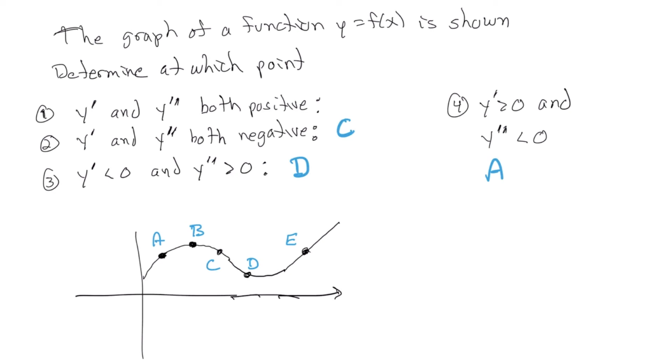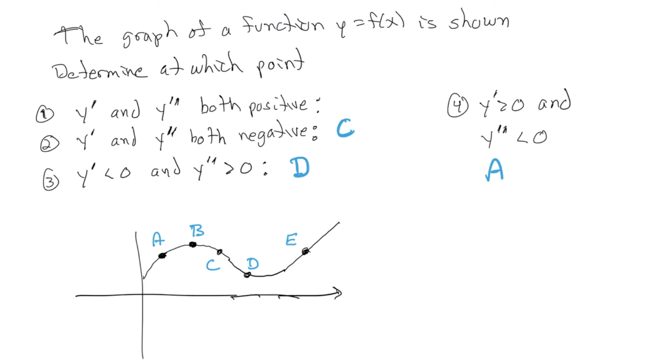Now if we look at letter E, the function's increasing there, so y prime would be positive. And then what is y double prime? Well, we have no concavity on that graph, and it looks like a linear function. So because there's no concavity, y double prime would be 0.